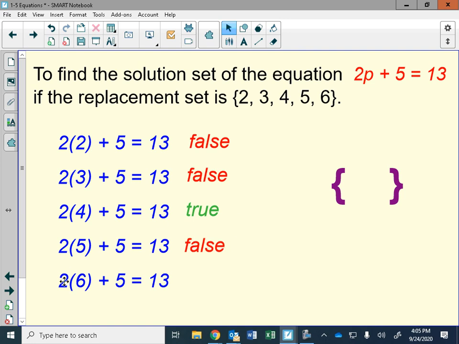Last of all, let's take the 6. 2 times 6 is 12, plus 5 is 17, not 13, so that's also a false statement. This one is our only true statement, which means that our solution set is one number, and it's the number 4.